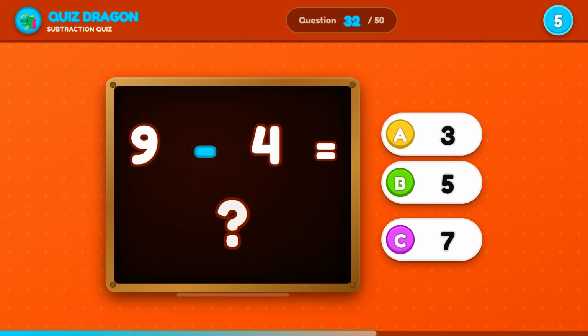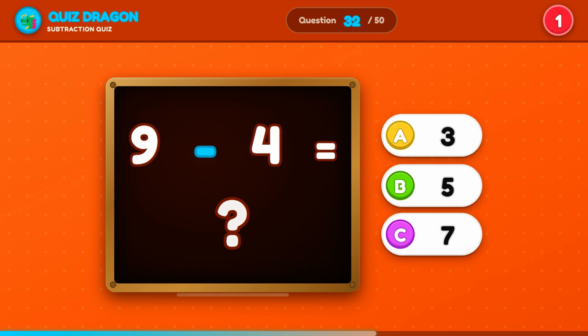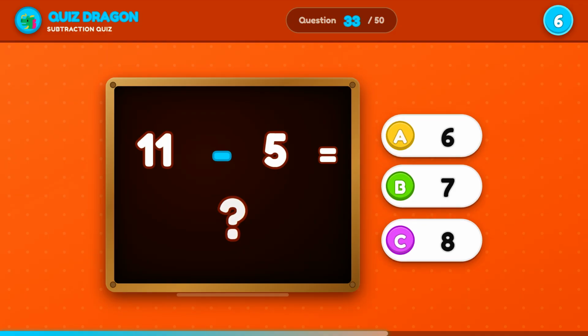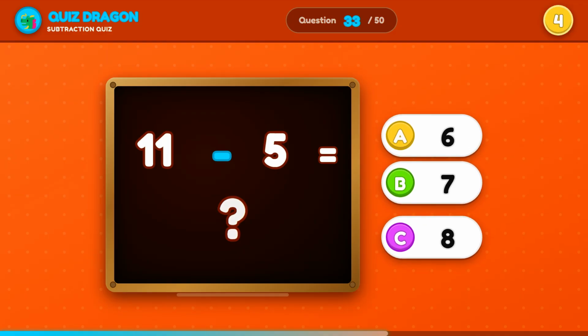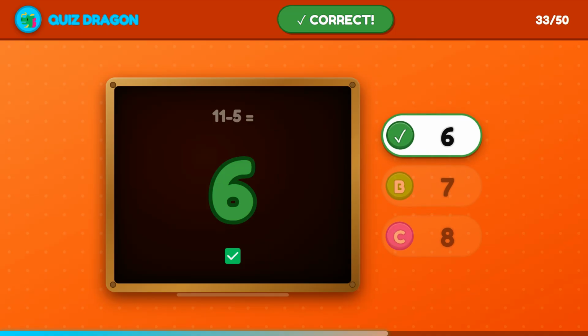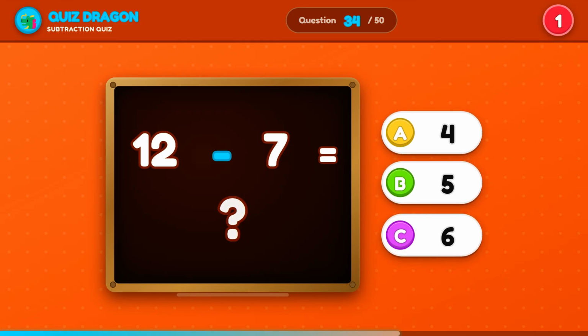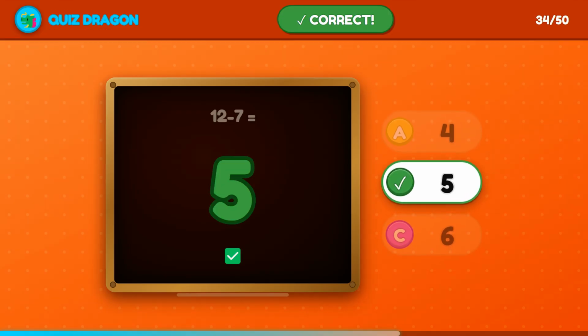Number 32. 9 minus 4 equals. The correct answer is B, 5. Almost done. Question 33. 11 minus 5. What's the answer? The correct answer is A, 6. Question 34. What is 12 minus 7? The correct answer is B, 5.